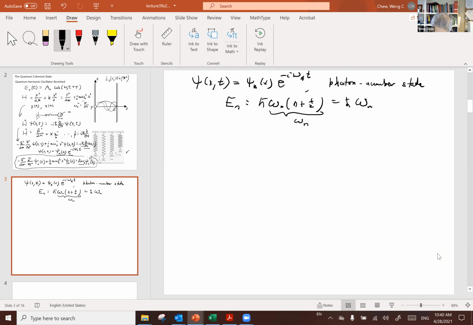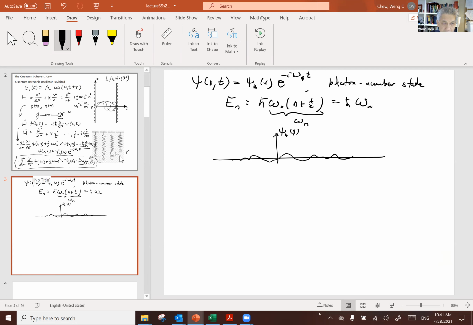the thing about these photon number states is that they look very oscillatory. If you plot this psi n of x, it just might look something like this and then something like this. And it is all over the place, meaning that if you were to interpret this wave function, it says that the position of the pendulum is uncertain, but for these photon number states, they are very, very uncertain. Okay, and there are many, many of them.